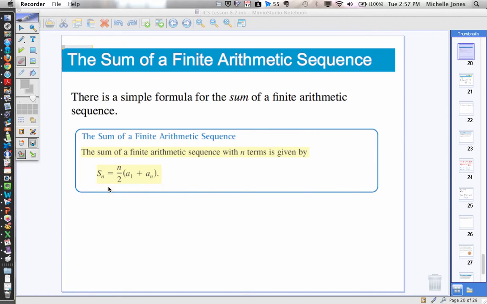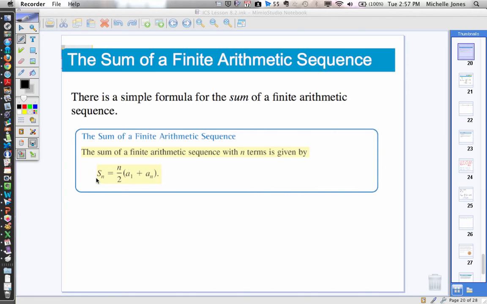So here's your formula. Make sure you get it down in your notebooks. The sum of a finite arithmetic sequence with n terms is given by S sub n, which equals n divided by 2, times a sub 1 plus a sub n. So let's just go ahead and define all of those things.